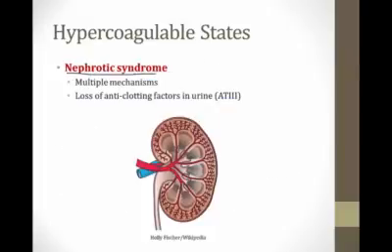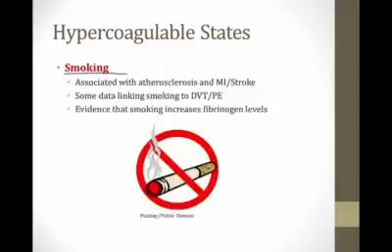The nephrotic syndrome is a well-described hypercoagulable state. There are multiple mechanisms. One of the main ones is loss of anti-clotting factors in the urine, especially antithrombin III. You probably know that smoking is strongly associated with atherosclerosis and myocardial infarction or stroke. There are also some data linking smoking to increased rates of deep vein thrombosis or pulmonary embolism. The mechanism for this is not completely understood, but there is evidence that smoking increases fibrinogen levels. This may be a contributing factor.